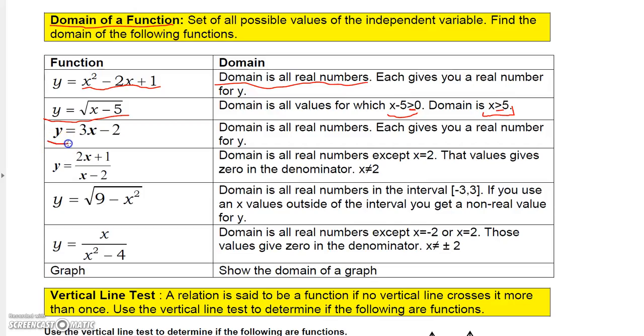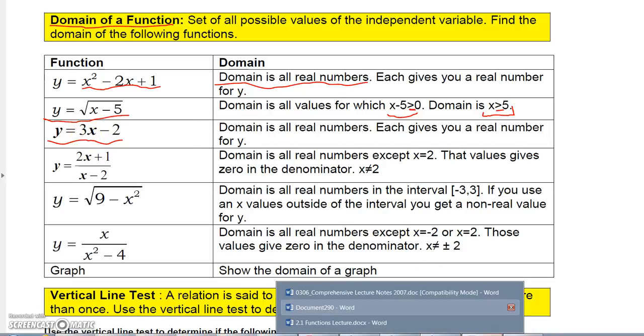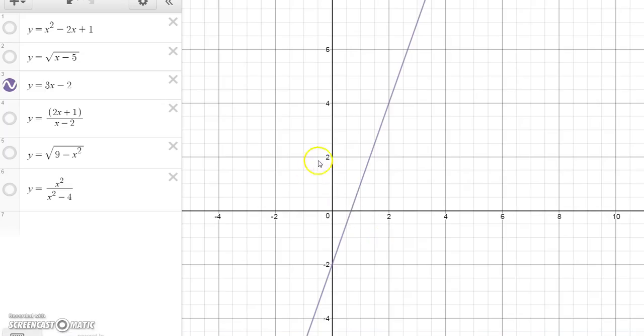Okay, this y equals 3x minus 2, this is actually a linear function. And by the way, this up here was a quadratic function. The domain here is also all real numbers because there's no number that you can't multiply by 3 and subtract 2 from that won't give you a real number. So no matter what number you plug in for x, you'll get a real number for the y value. And we can see that if we look at the graph. Here's the graph of that line.